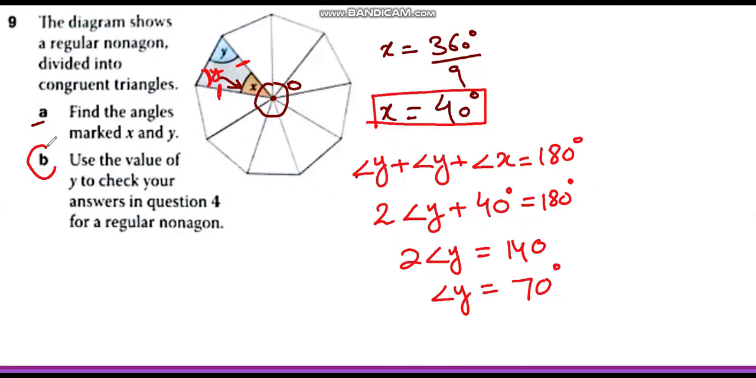As question number 4 is already done, please visit question number 4 for more information. Thank you. We are moving towards the next question.